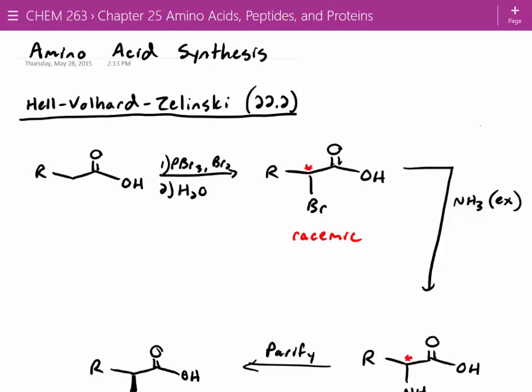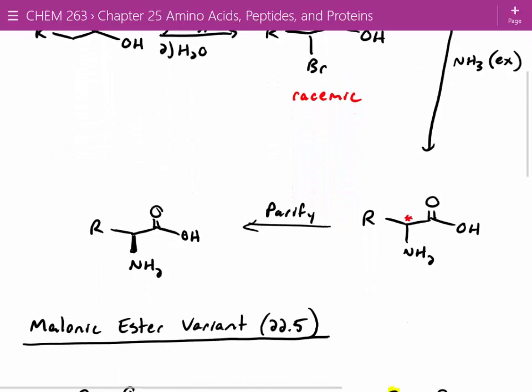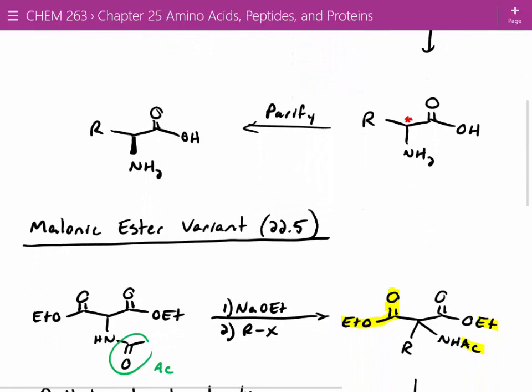All right, on Thursday we covered amino acid synthesis, and so far we've only covered racemic syntheses for amino acids. The first one was a variant of the Hell-Volhard-Zelinsky reaction, where we brominate a carboxylic acid in the alpha position, then we can substitute it with an amine, and then we can purify it. So pretty straightforward for that one.